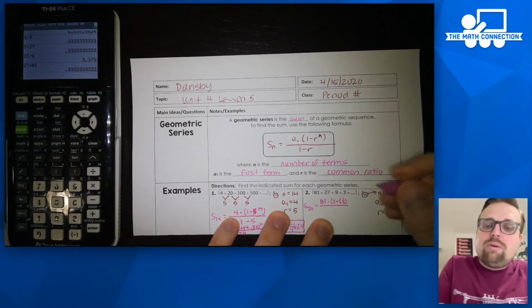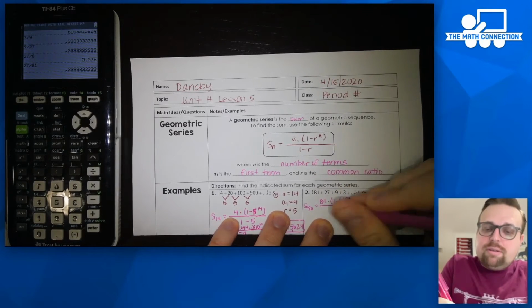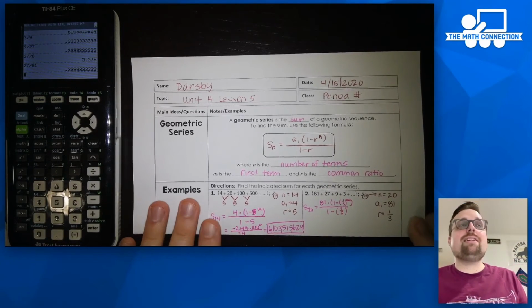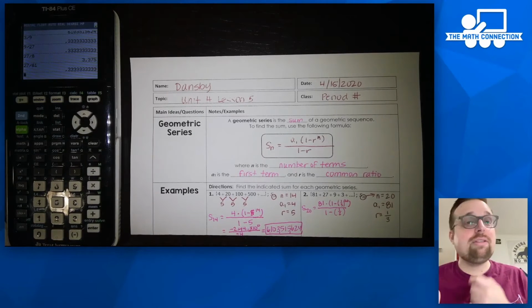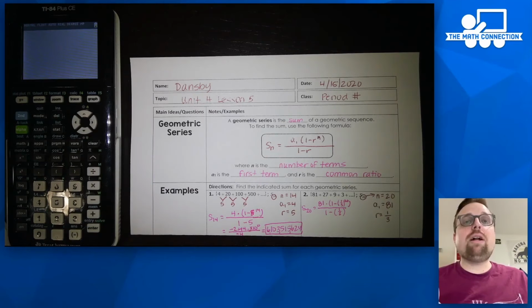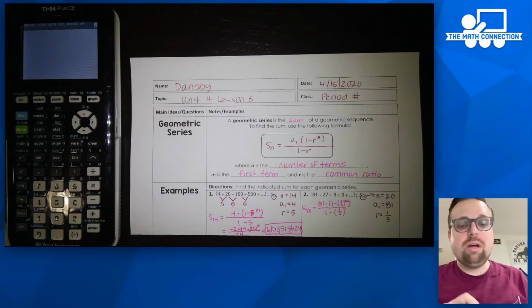And that's to the power of n, which is 20. And the denominator is just 1 minus r, which is 1/3. Okay, so doing this by hand is not something I would recommend to you. I would recommend that you use a graphing calculator. If you don't have one at home, you can pull up the Desmos Scientific Calculator online, and you can use that to calculate it for you.